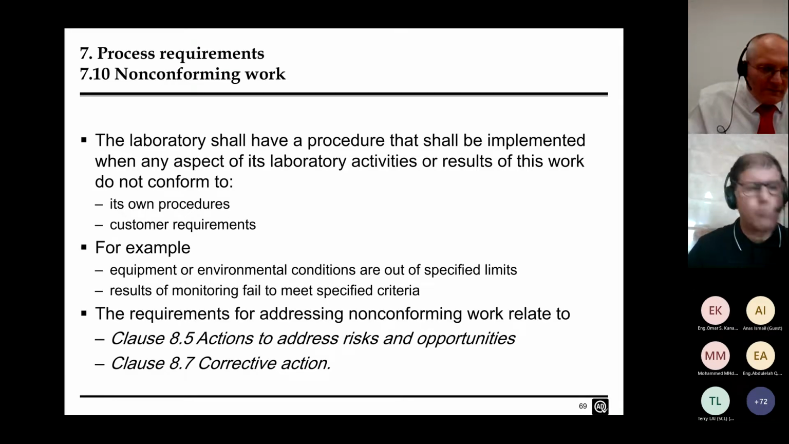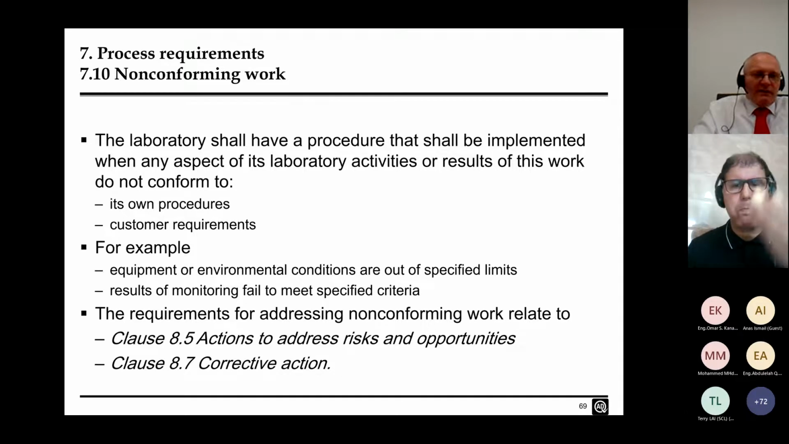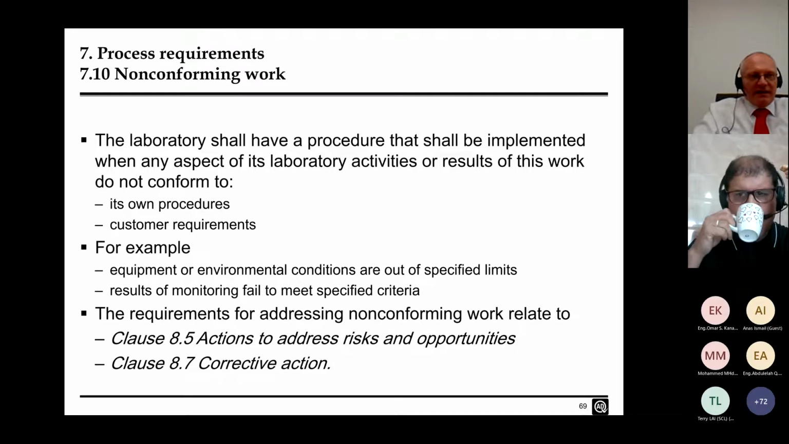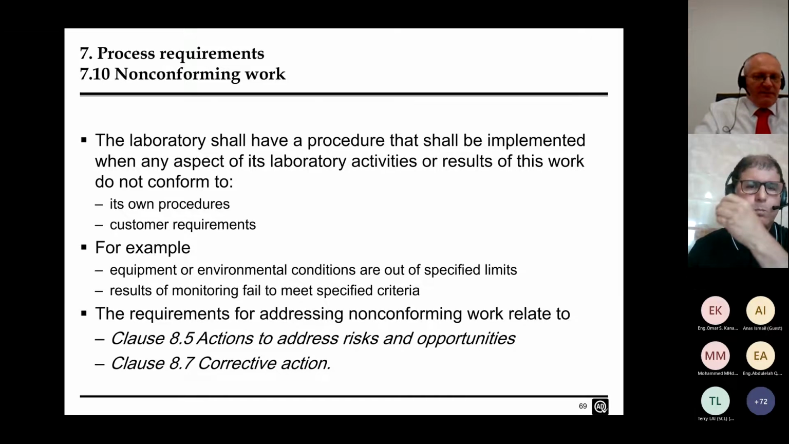Non-conforming work. So you have to have a procedure that you implement when any aspect of your activities or results don't conform to your own procedures or the customer requirements. An example: equipment or environmental conditions are out of their specified limits. You're monitoring your environment, you're checking your equipment, intermediate checks, or when it comes back from calibration, it's out of the specified limits, out of the acceptance criteria, in which case you should be looking at a non-conforming work issue.